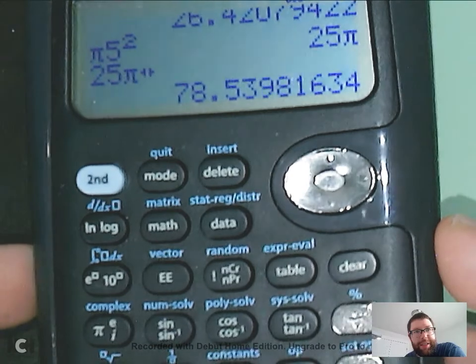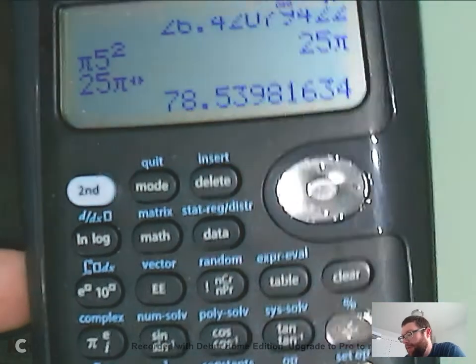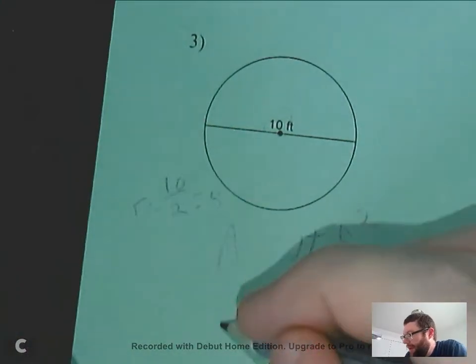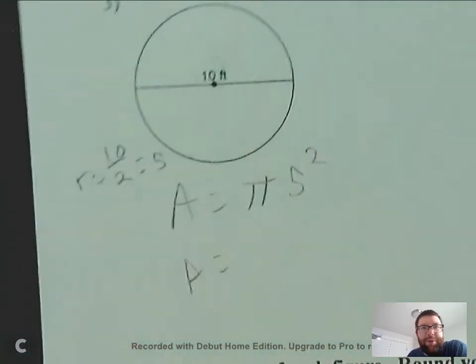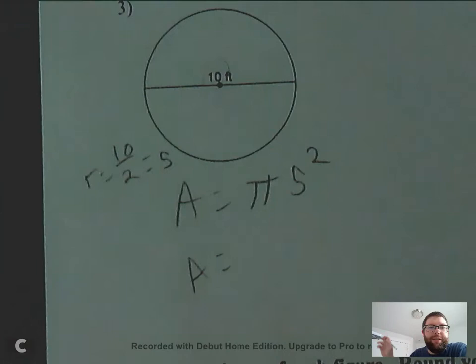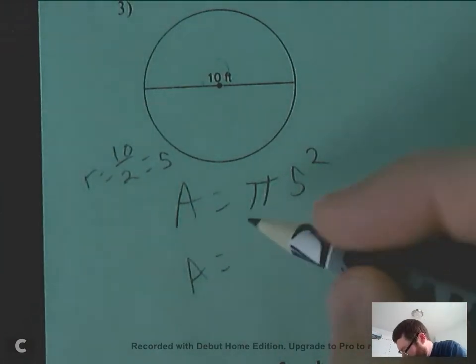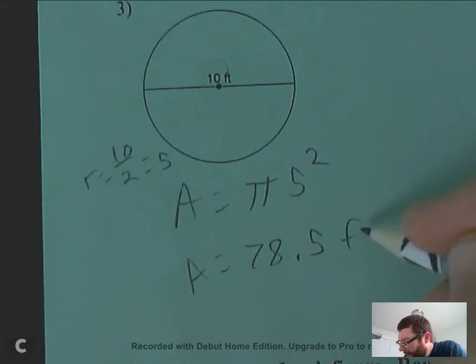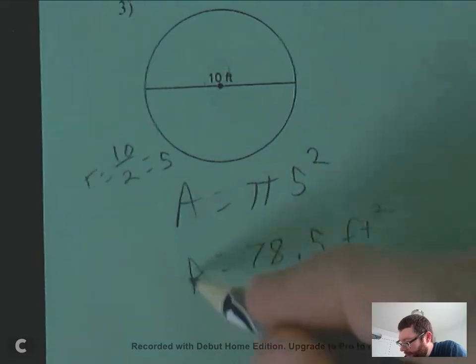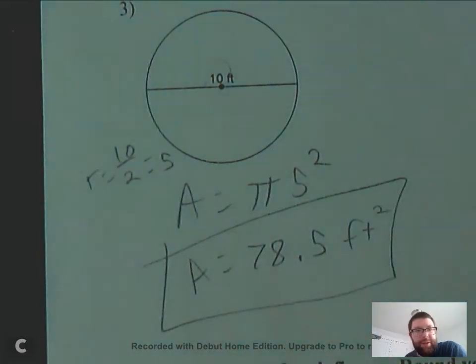78.53. 3 is less than 5, so it stays 5. So 78.5. This is why I usually turn off the light, because it gets all shiny. Area is equal to 78.5 feet squared. And that's my answer.